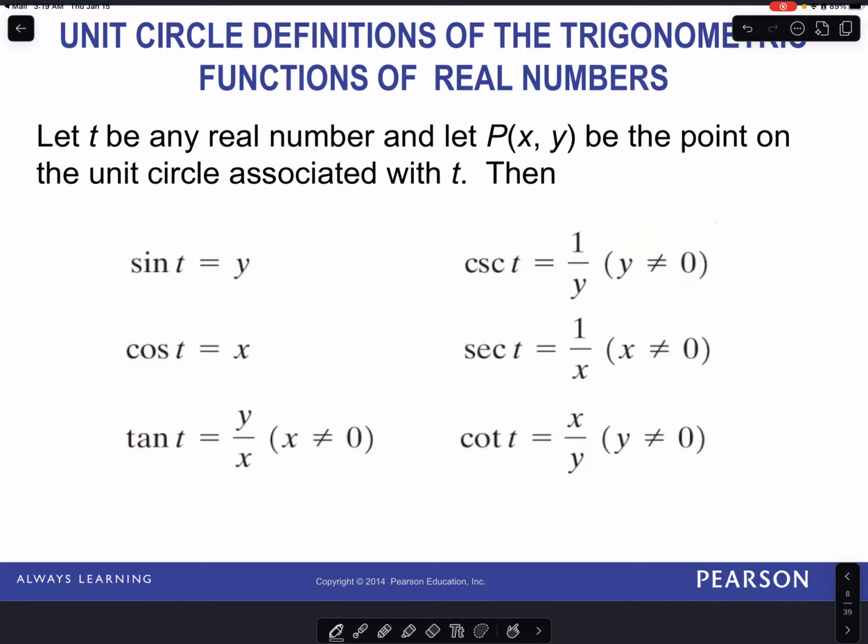But sine of t is y, cosine of t is x. Tan is sine over cosine, so that gives us y over x. The reciprocal of sine is cosecant, so it's just going to be 1 over y, as long as y is not 0. The reciprocal of cosine is going to be what? Secant, which is going to be 1 over x. And the reciprocal of tan is going to be cotan, right?